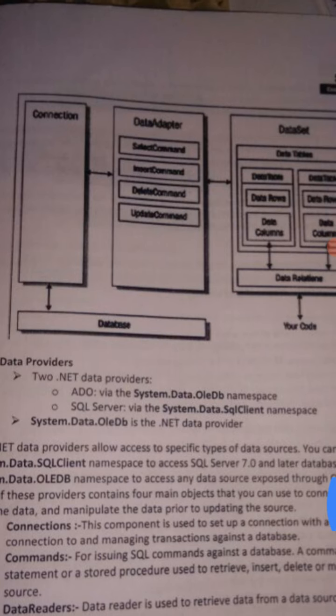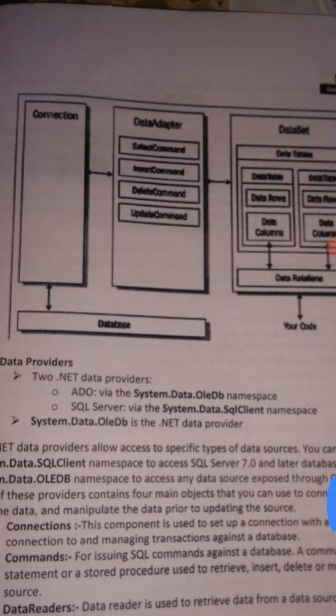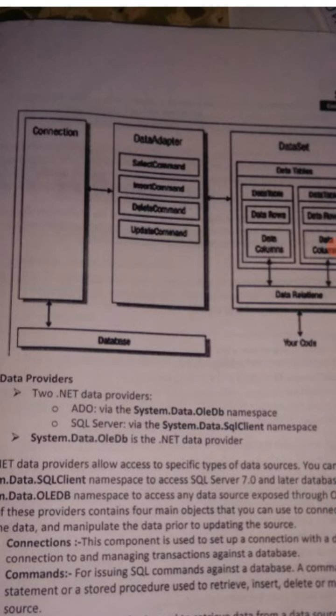data table, then come to the data table, then data rows, then data columns. Go to the data relation, then another is a data column, data rows, data table. And these all are the codes. Then see in below, this is the database.